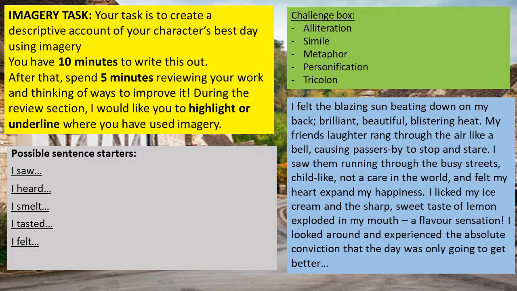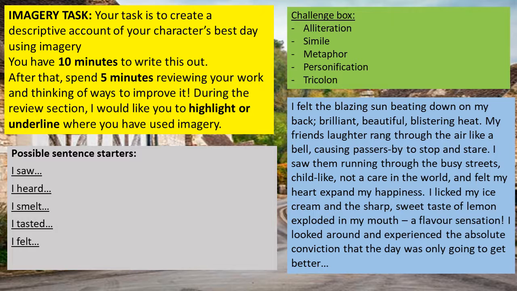Okay, so your next task is to create a descriptive account of your character's best day using imagery. So you're going to select one of those days and turn it into an account. You have 10 minutes to write this out. After that, spend 5 minutes reviewing your work and thinking of ways to improve it. During the review section, I would like you to highlight or underline where you have used imagery.